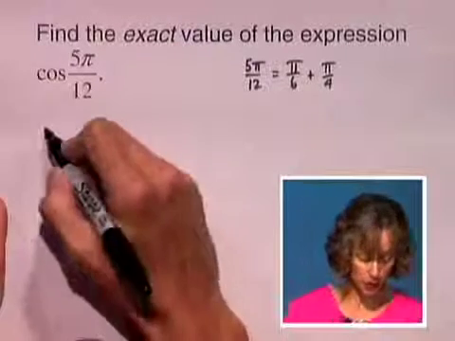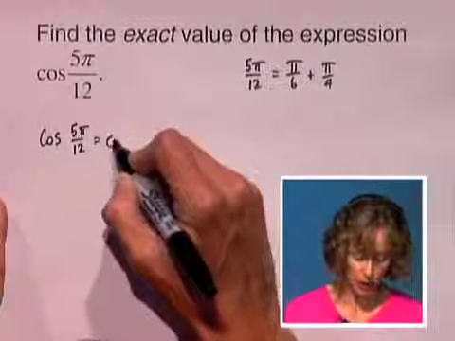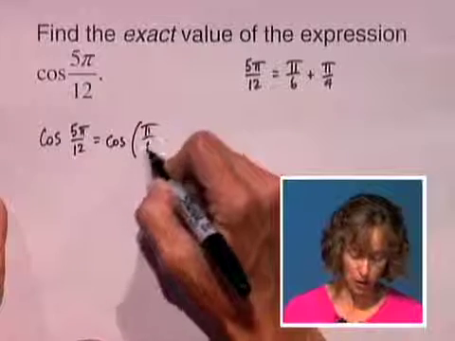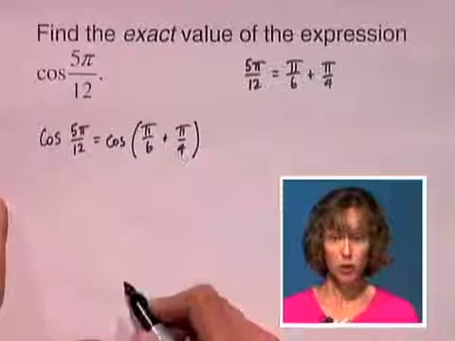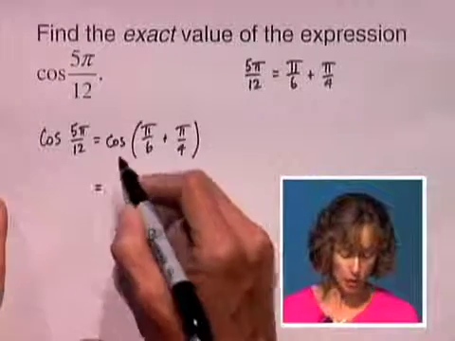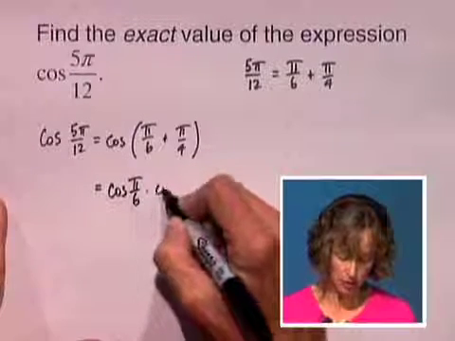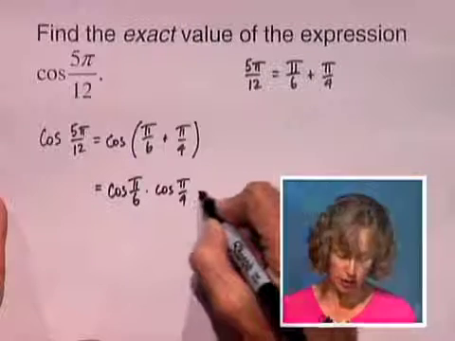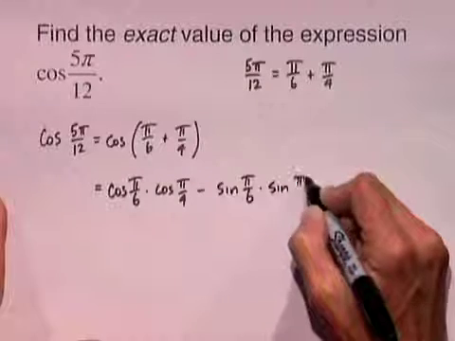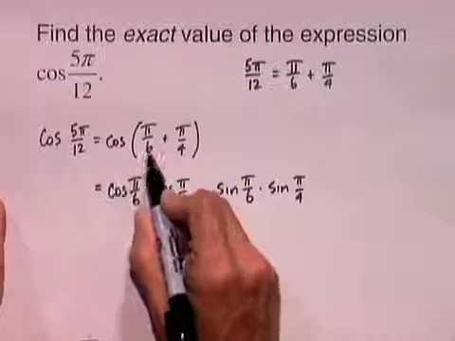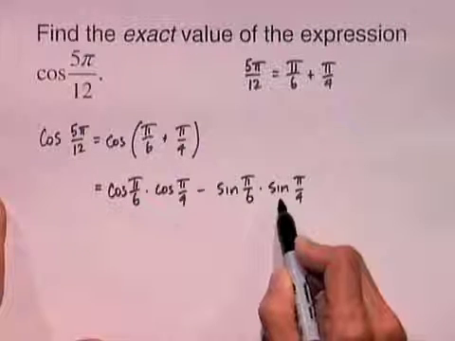So continuing, if I'm interested in finding the cosine of 5 pi over 12, I can find the cosine of pi over 6 plus pi over 4. And this is going to require the cosine sum identity. The cosine sum identity requires that we take the cosine of pi over 6 times the cosine of pi over 4 and subtract the sine of pi over 6 times the sine of pi over 4. The identity is cosine (A plus B) is cosine A cosine B minus sine A sine B.